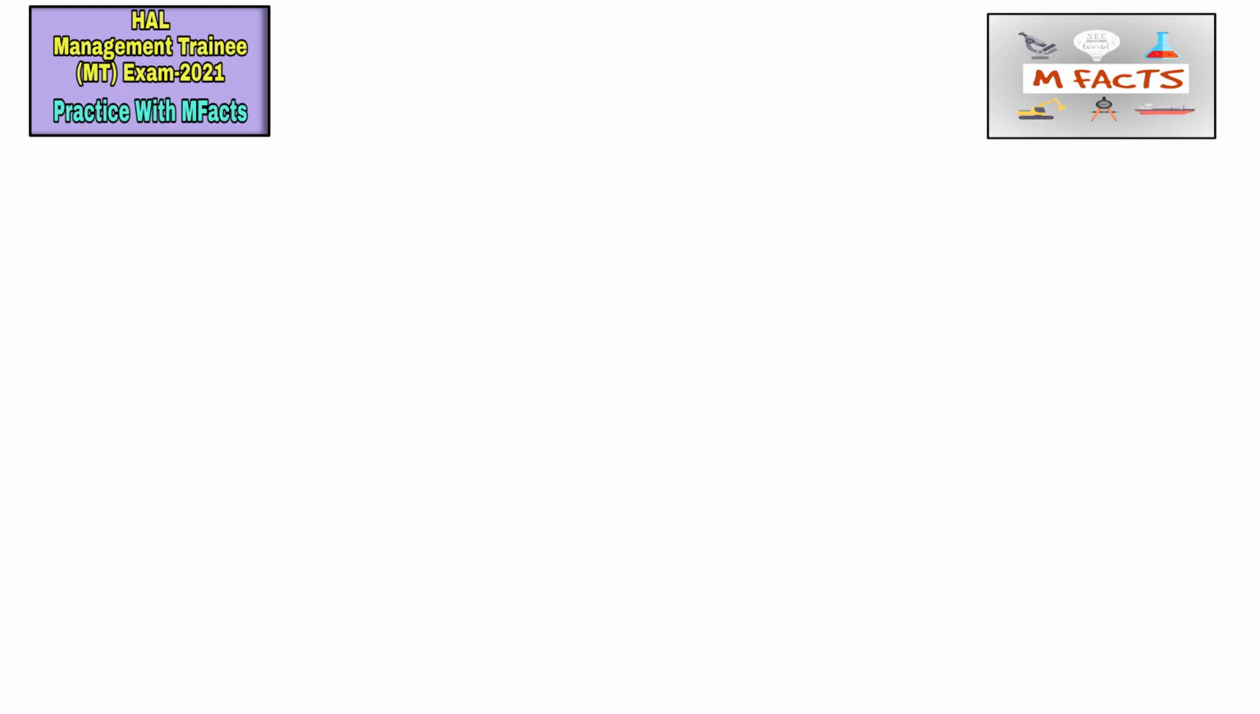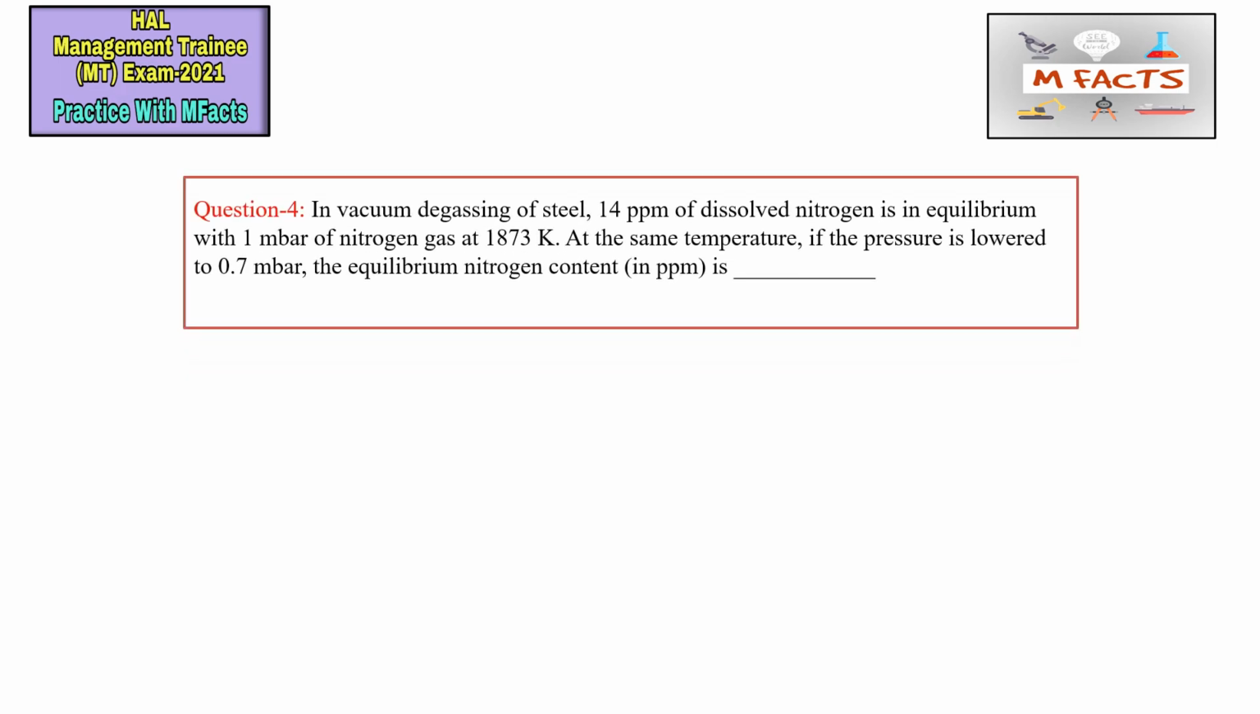The next question is: in vacuum degassing of steel, 14 ppm of dissolved nitrogen is in equilibrium with 1 millibar. So 1 millibar is the pressure and 14 ppm is the content of dissolved nitrogen, at a temperature of 1873 Kelvin. At the same temperature, if the pressure is lowered to 0.7 millibar, what is the equilibrium nitrogen content in ppm? So they are asking what will happen to the nitrogen content if we lower the pressure.